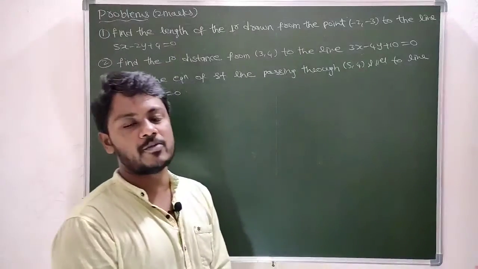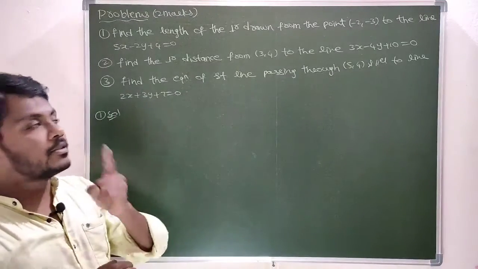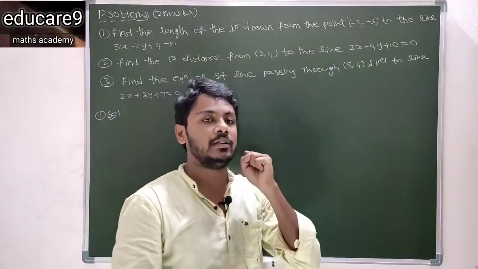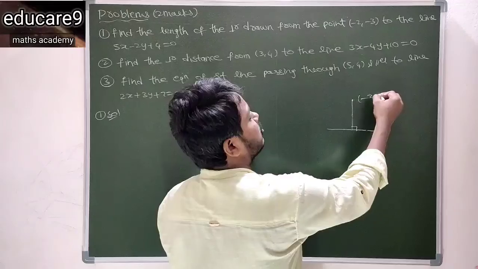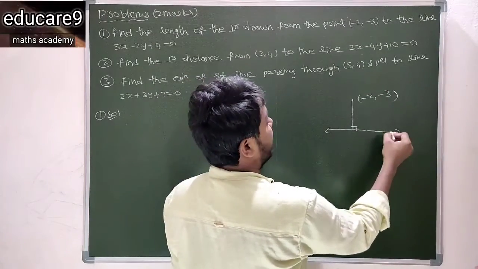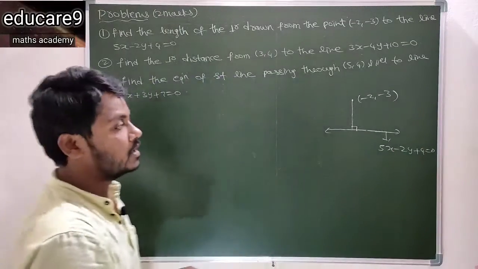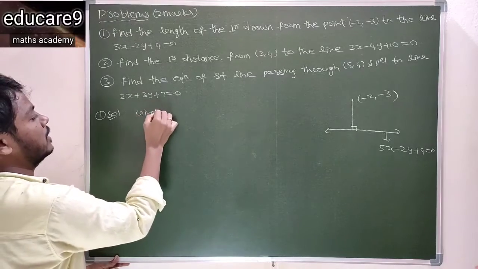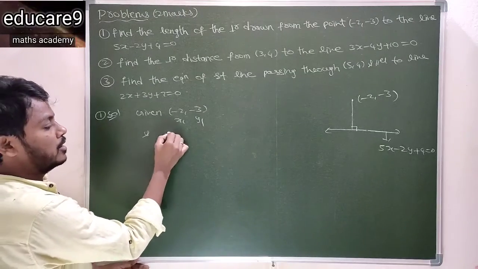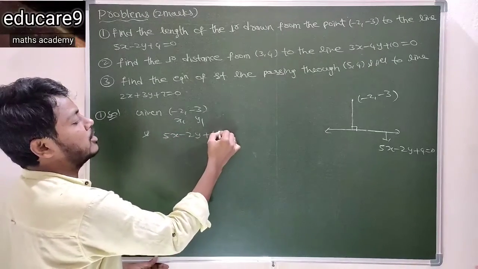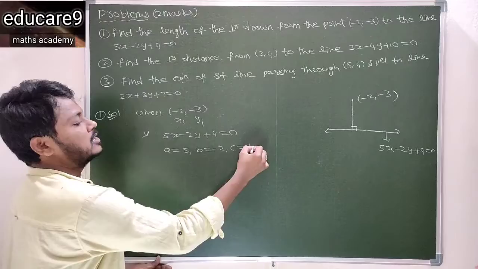For this session, we will discuss a few problems. So, see the first problem. Find the length of the perpendicular from the point to the line. You need to find the perpendicular distance from the point (-2, -3) to the line 5x - 2y + 4 = 0. Given point (-2, -3), that is x1, y1, and line 5x - 2y + 4 = 0. So clearly a = 5, b = -2, c = 4.